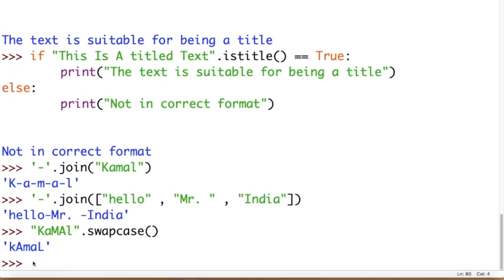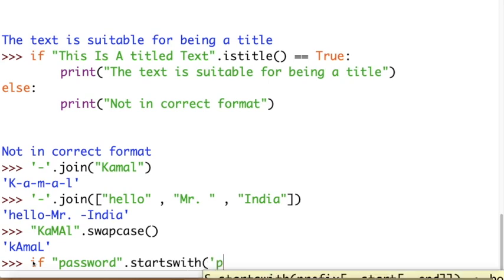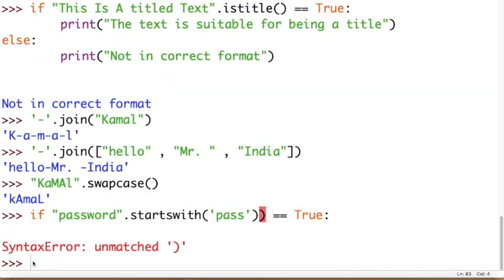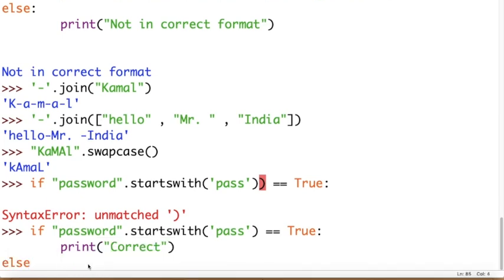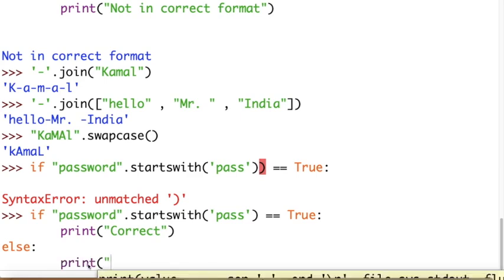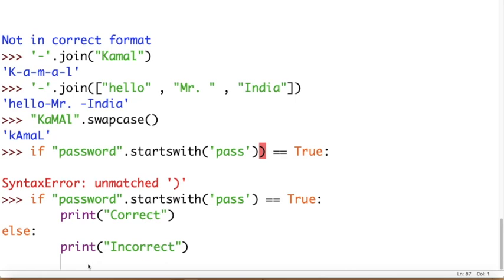Now let us go to the next function in the series, that is startswith and endswith. Let us find out what is the use of this startswith and endswith function with a simple example. So if password dot startswith pass is equal to true, then we can see one error is there, so we have given an additional bracket. So let us just copy and paste the code again and compile it. So pass is equal to true, then just simply print correct, or else you print incorrect, right? Incorrect.